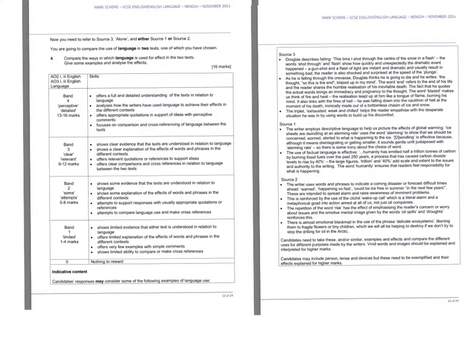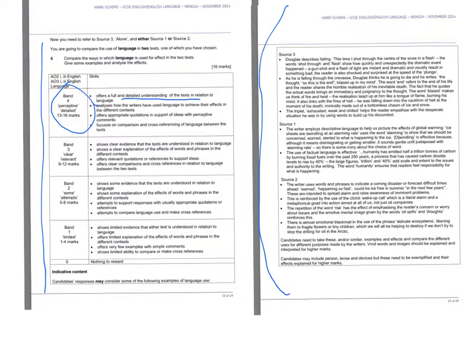So here's the mark scheme. This side is the same for every single question 4 that's ever in any exam, and this part's specific to the question that you've just done. So if you look here, perceptive and detailed are the key words to get the top band marks. So you've got to show a full and detailed understanding of the text in relation to language. So you don't just talk about what the texts are about without using quotes. That won't hit that bullet point. You've got to do it in relation to language.